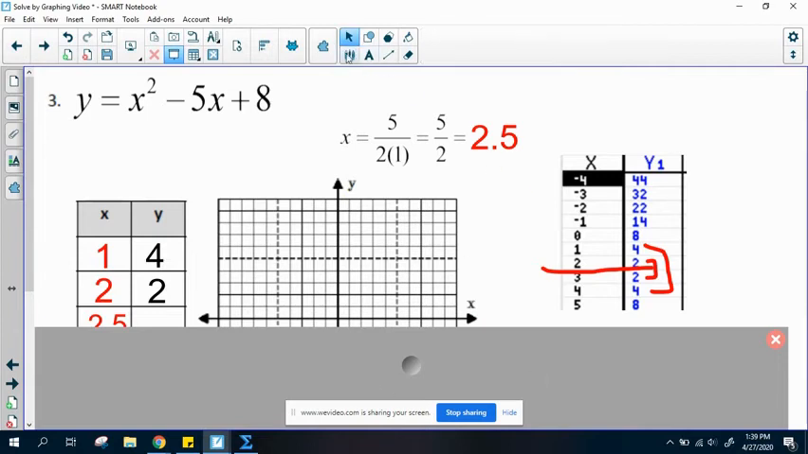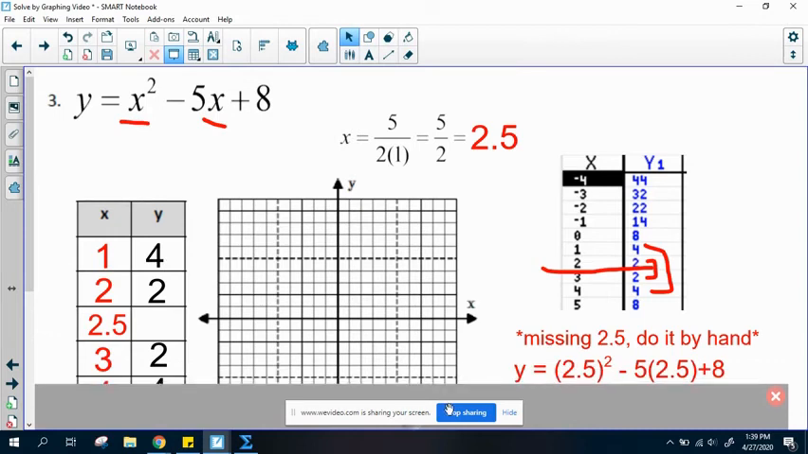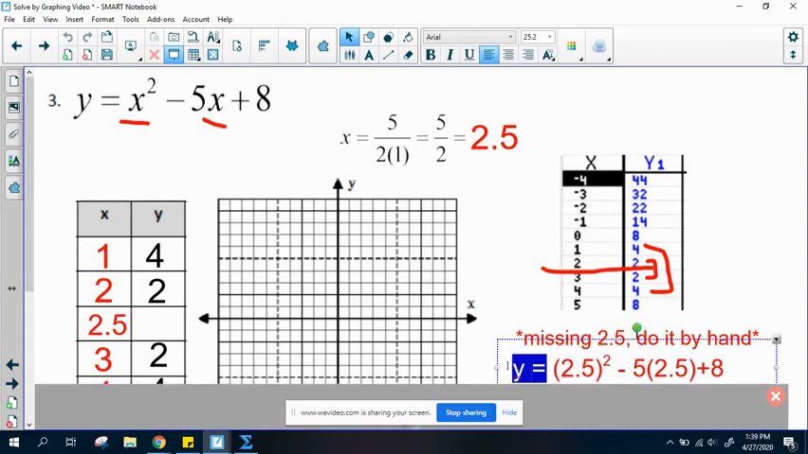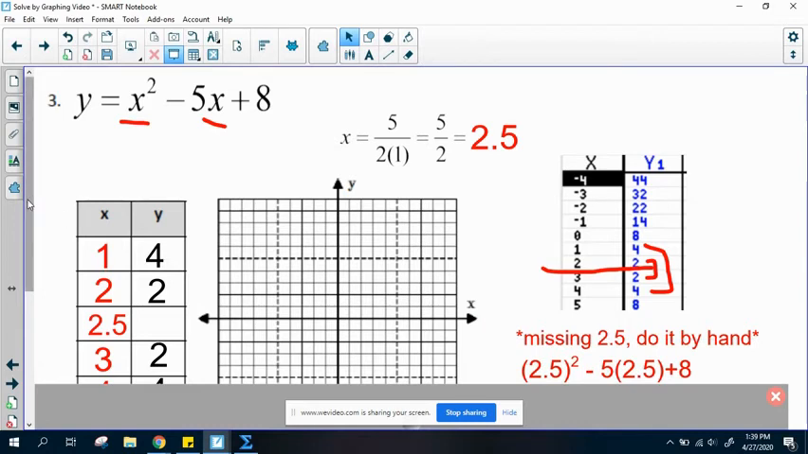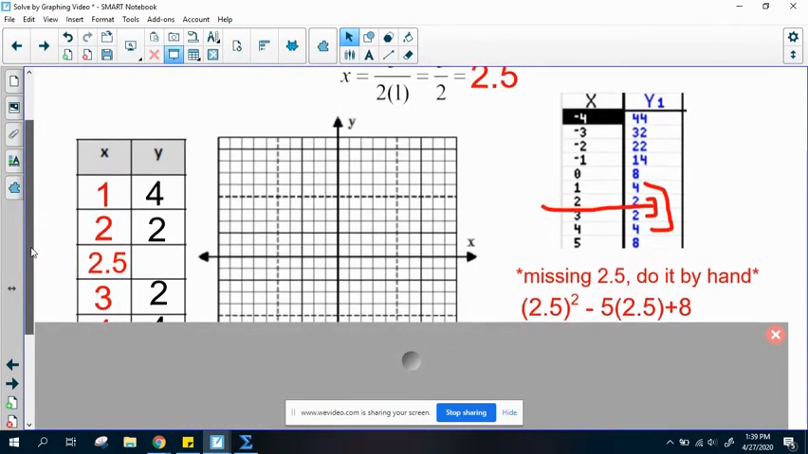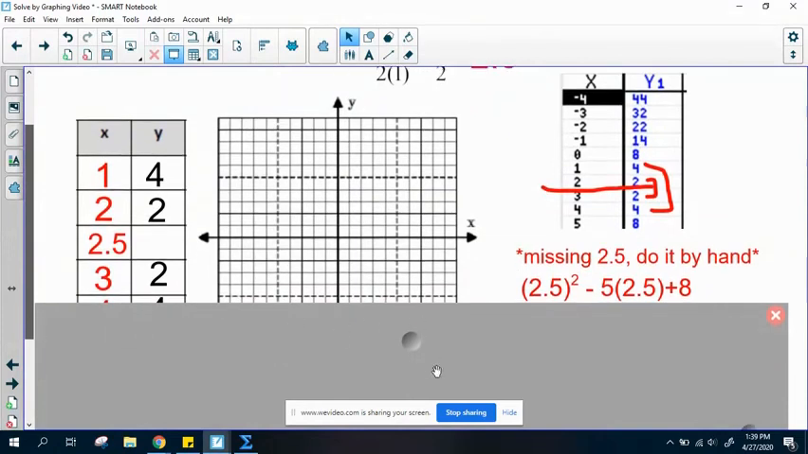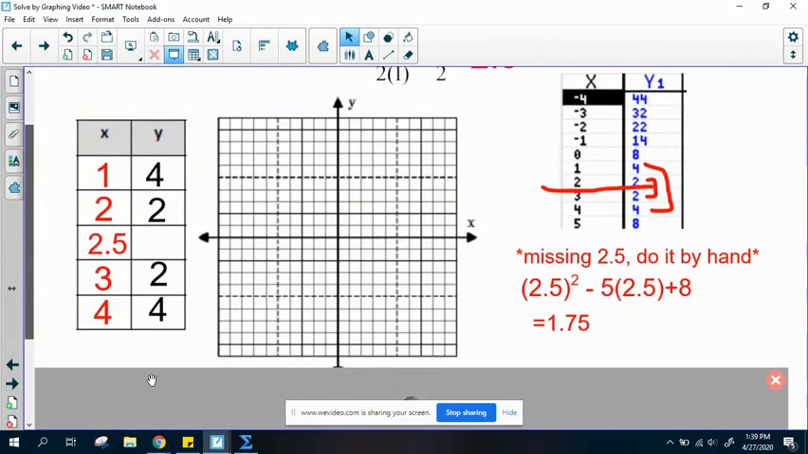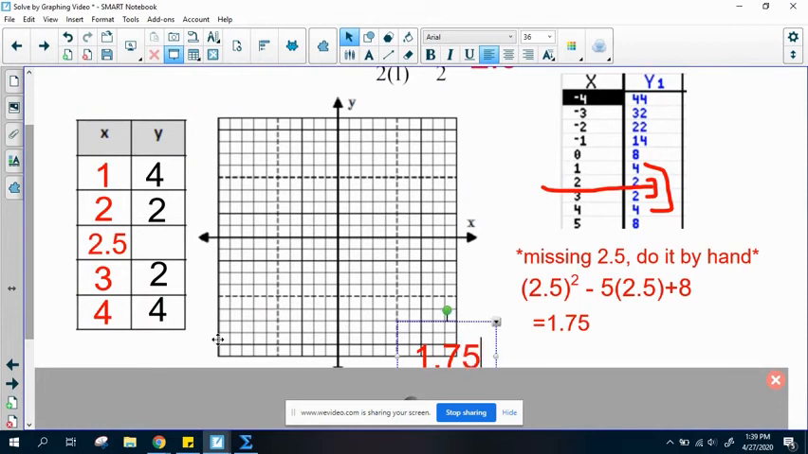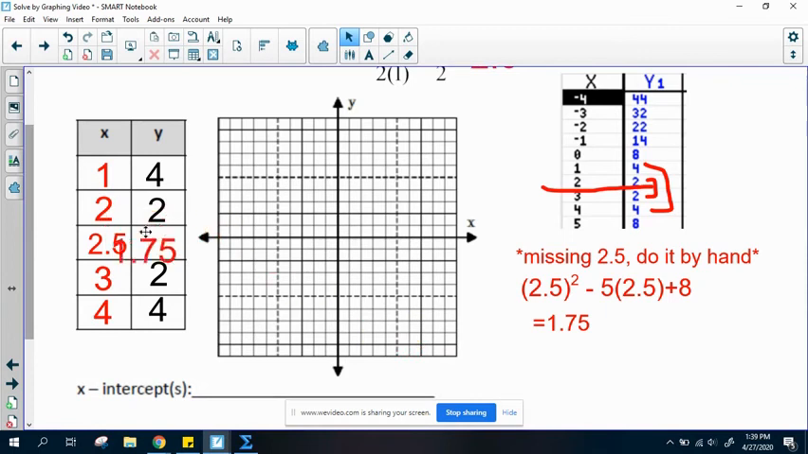Okay, so anywhere that you see an x, you have to plug it in. So I'm going to put a 2.5 next to that -5, and I'm going to square a 2.5. So just be careful how you type it in. Okay, so on your home screen or on your calculator, you're going to type in parentheses 2.5 squared minus 5 times 2.5 and then plus 8. And you should end up with 1.75. So now you have the rest of your table. From here, you can just plot your points.